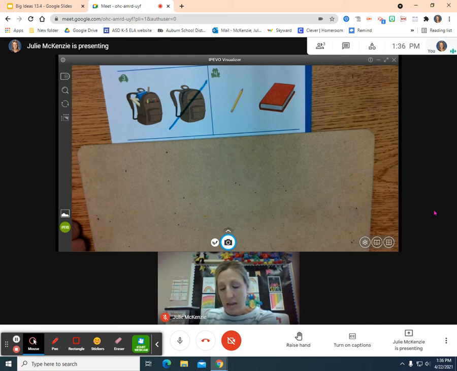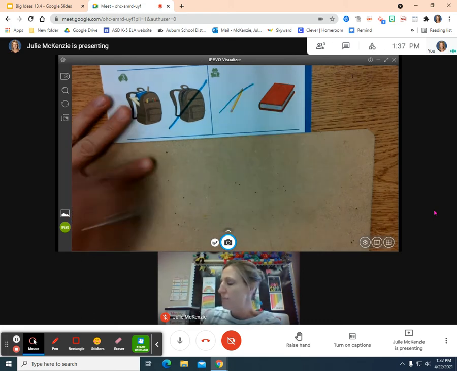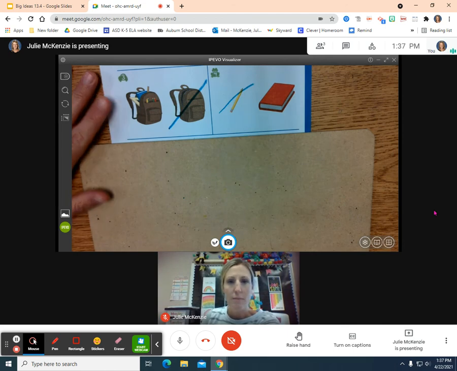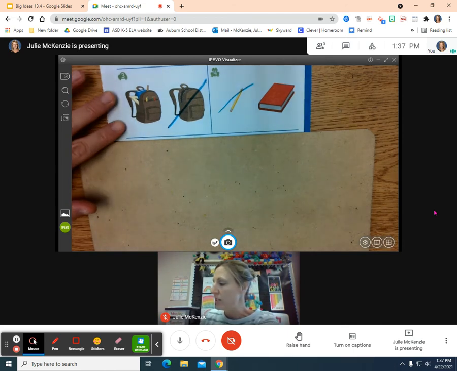What about a pencil and a book? What is lighter? A pencil and a book. Yeah, a pencil is lighter. It's much smaller. There's not much to a pencil. It's very lightweight and the book is heavier.